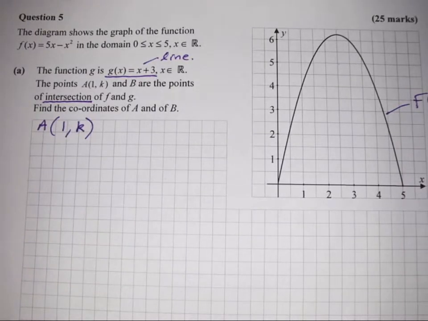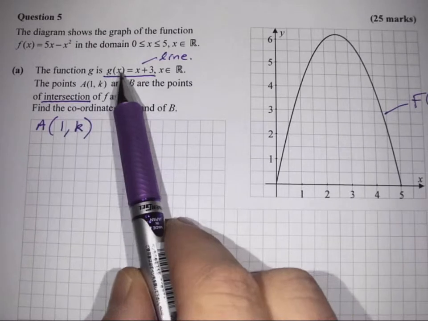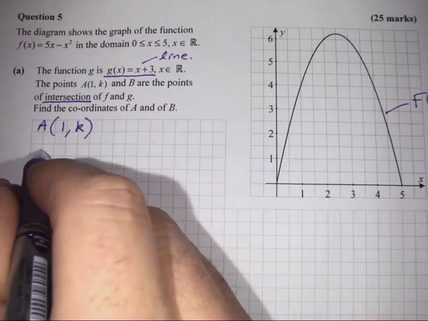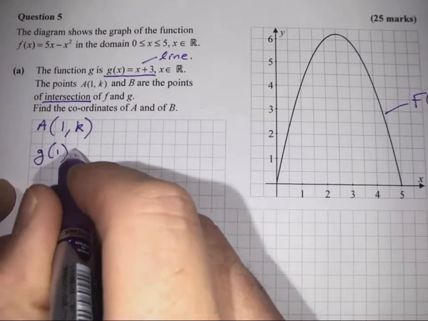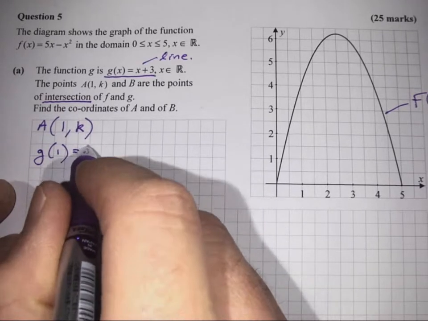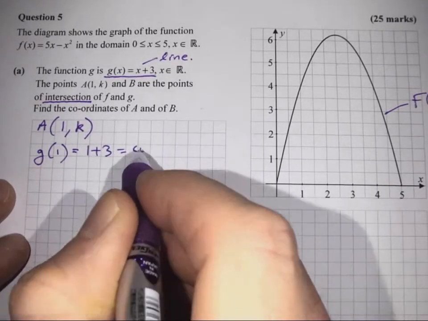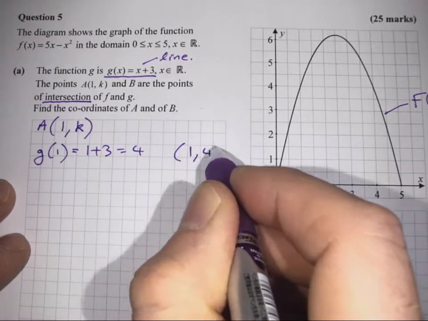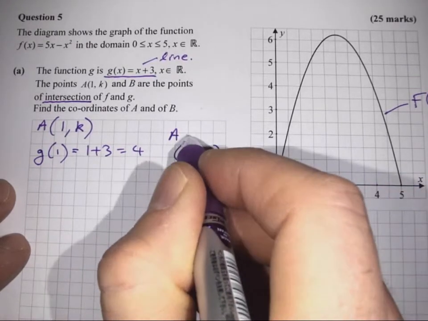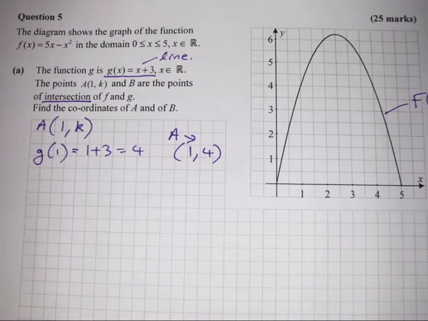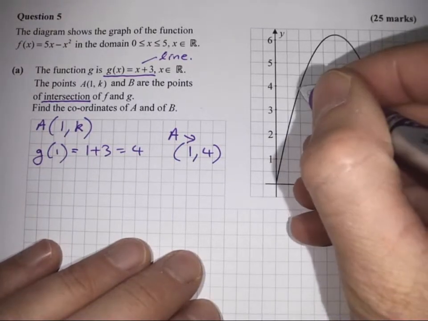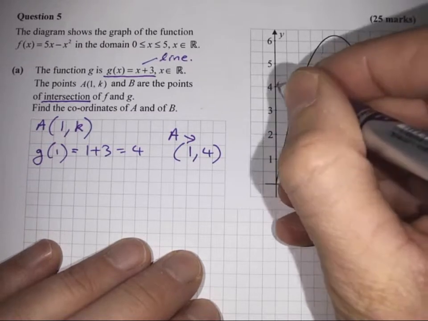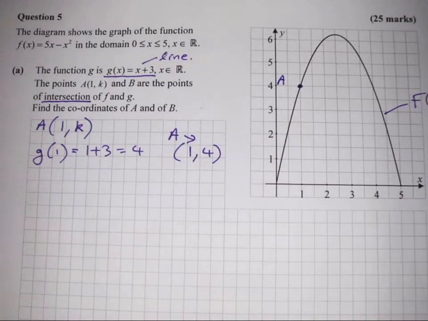Okay, so we can feed the coordinate x equals 1 into our function g of x. So we're going to get g of 1. g of 1 equals, when x is 1, 1 plus 3 equals 4. So that gives us the point with the coordinates 1, 4. And this is A. A is 1, 4. So we could draw it in on the graph there. A, that's A, 1, 4.